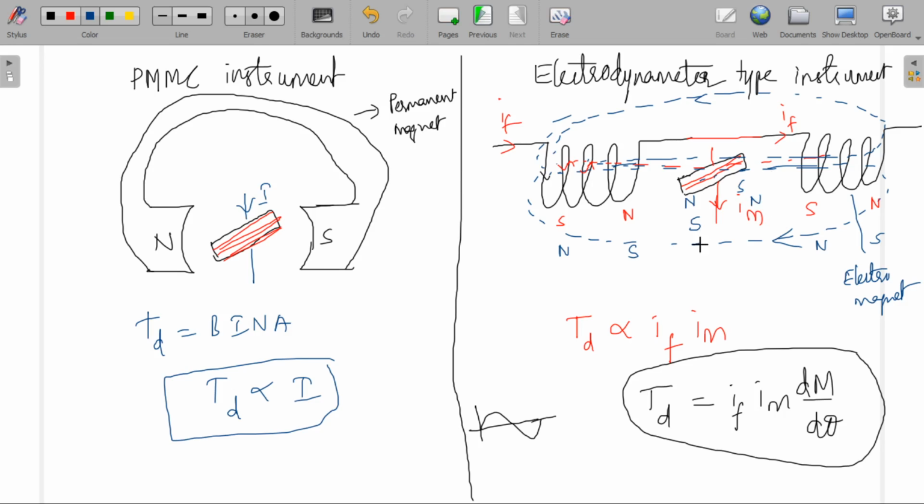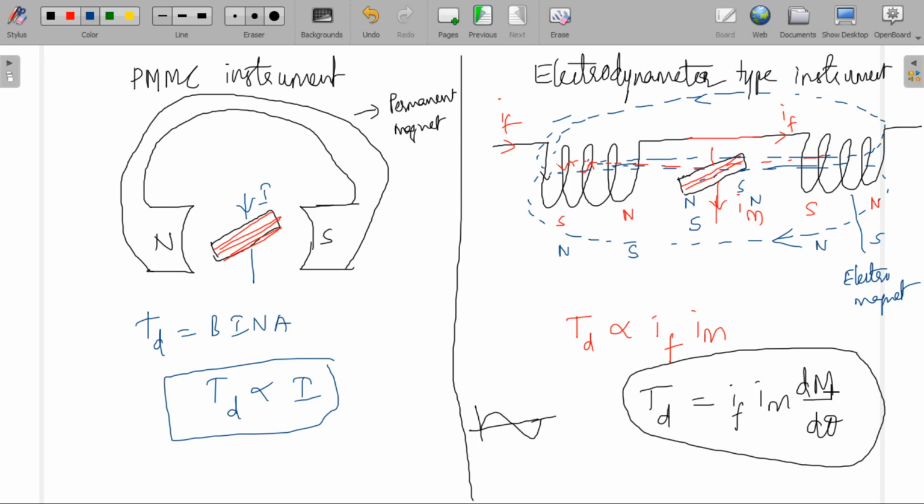Okay, so motoring action takes place between these two coils. Then this moving coil will be moving. As it is connected to this spindle, the spindle also moves. If the spindle is moving, the pointer moves from zero deflection, as the pointer is attached to the spindle.